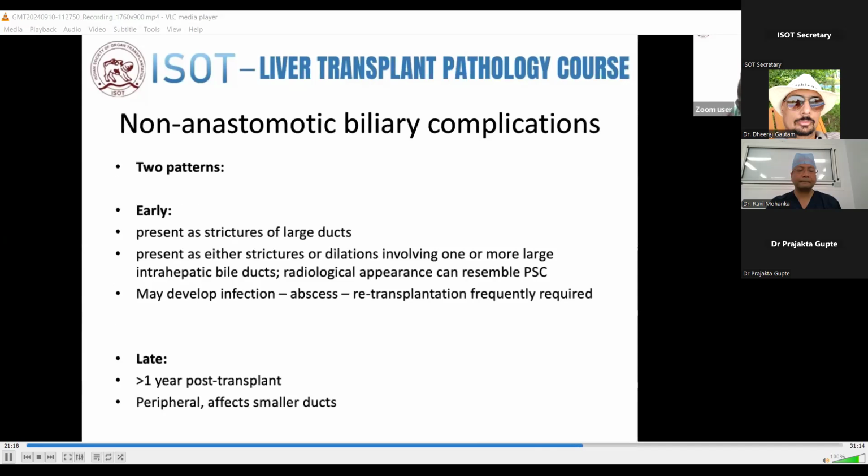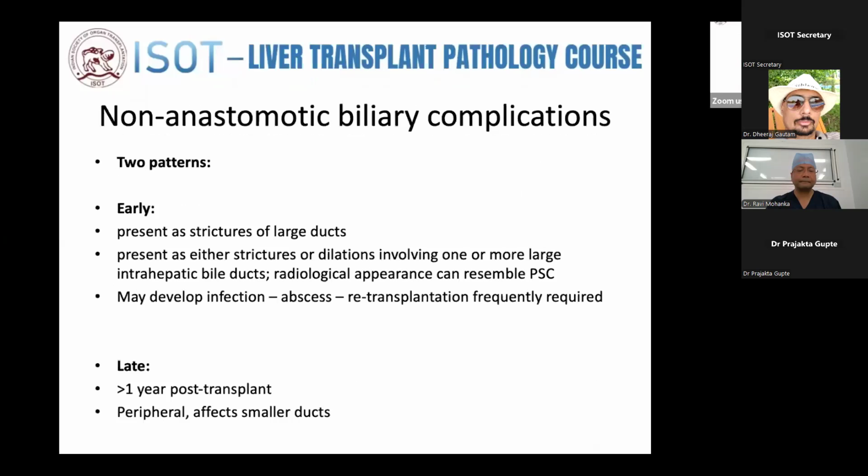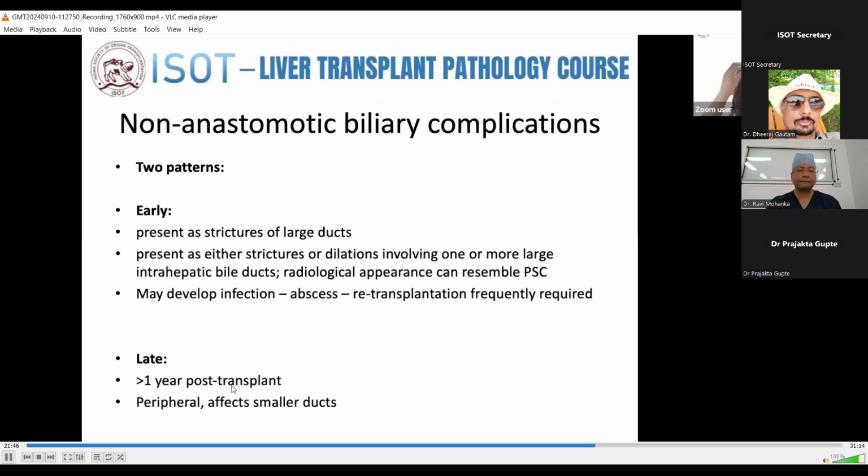And they have two patterns, the early and the late. The early cases which present early on usually present as strictures of large bile ducts. And radiologically, they can be seen as either strictures or dilatation involving one or more large intrahepatic bile ducts, and the radiology can resemble PSC. They may develop secondary infection, lead to ascending cholangitis, abscess formation can also take place, and often retransplantation is required.